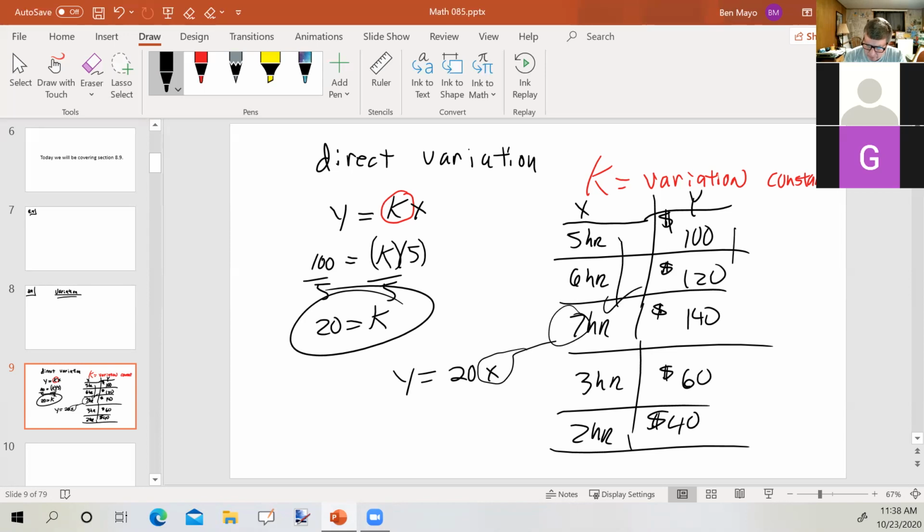goes up, your pay goes up. As the number of hours you work goes down, your pay goes down. So hours worked and pay move directly. One goes up, the other goes up. One goes down, the other goes down. So that's direct variation. This also looks a lot like slope-intercept form, y equals mx plus b, except b is 0.